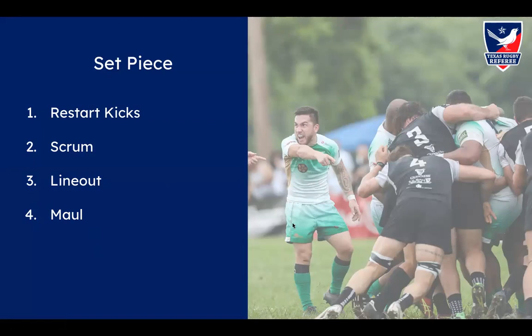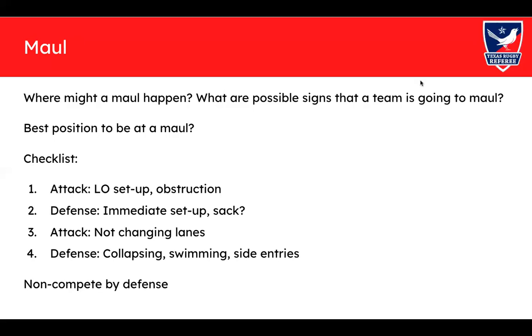As scrum half, yelling and pointing is always a great indicator at any maul. So go ahead, drop in the chat or just tune in. Let me know where a maul might happen on the field. Places more likely to have a maul than others.